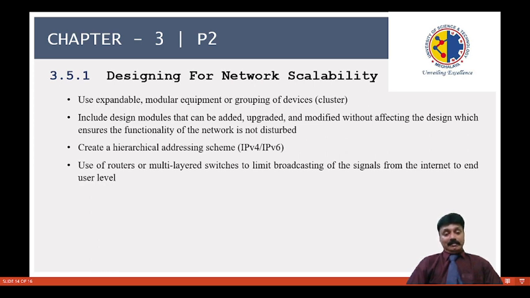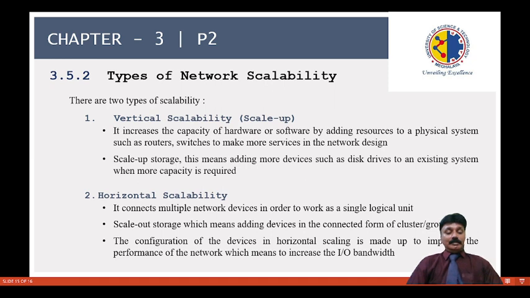In the multi-layer level, we are using the routers and we are connecting these routers in parallel. So the types of network scalability: number one is vertical scalability, number two is horizontal scalability. Vertical scalability increases the capacity of the hardware or software by adding to a physical system vertically. It increases the scaling of the storage, adding more devices to the existing system whenever there is a requirement.